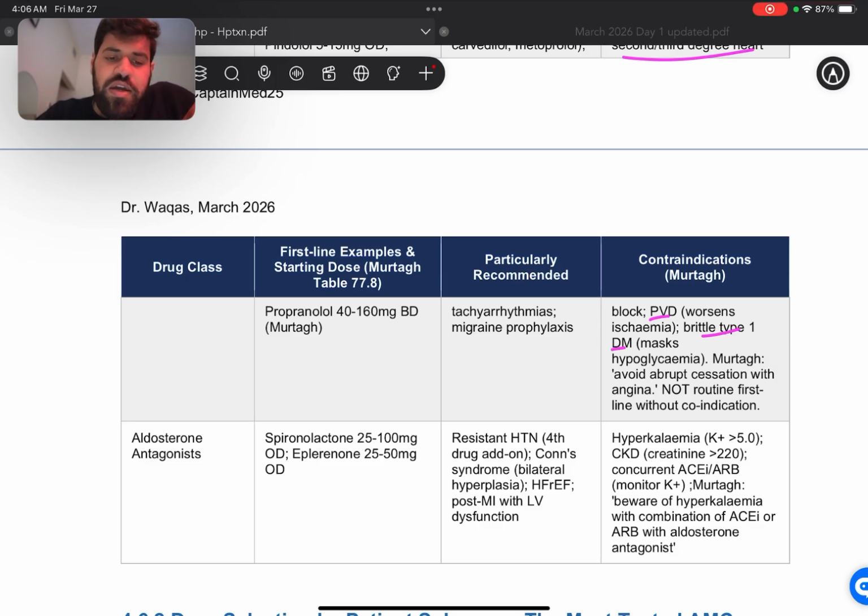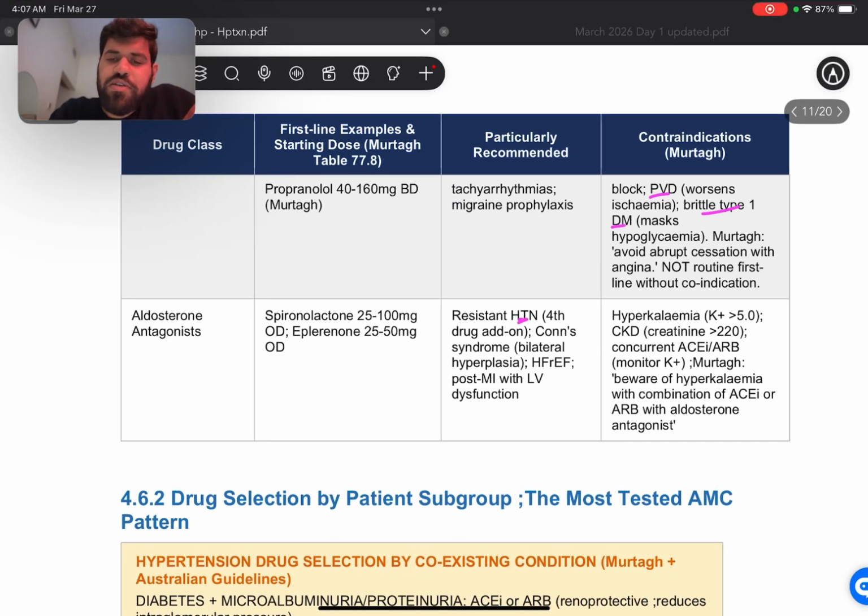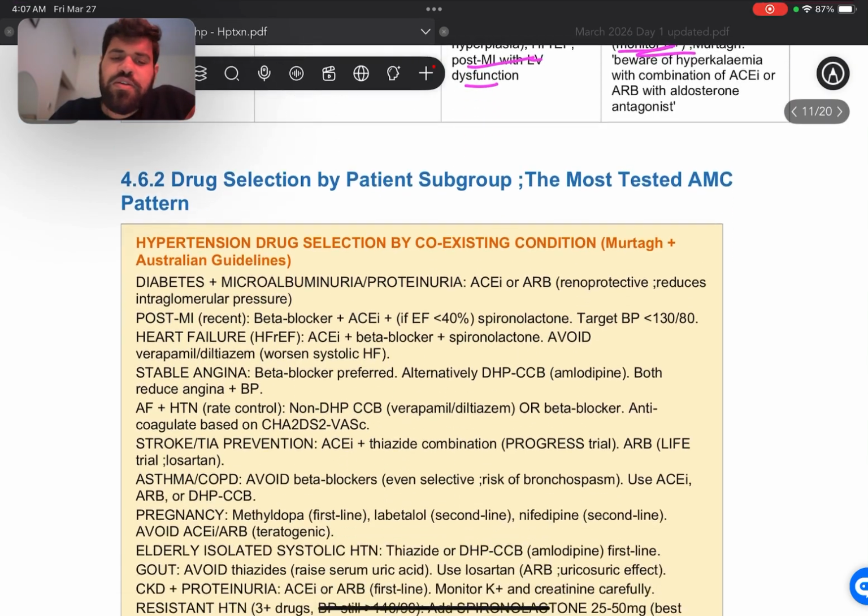Aldosterone antagonist, spironolactone: resistant hypertension with Conn's syndrome. So aldosterone antagonists are given for secondary hypertension, HFrEF, and post-MI with left ventricular dysfunction. Contraindications are hyperkalemia, CKD, and concurrent ACE inhibitors and ARBs, because they are going to affect the potassium concentration. Beware of hyperkalemia with the combination of ACE inhibitors or ARBs with an aldosterone antagonist.